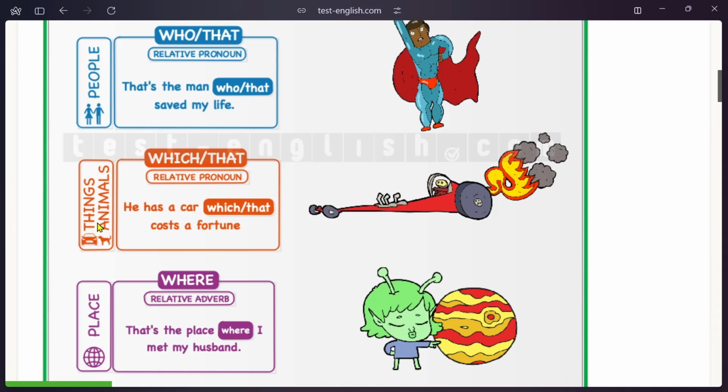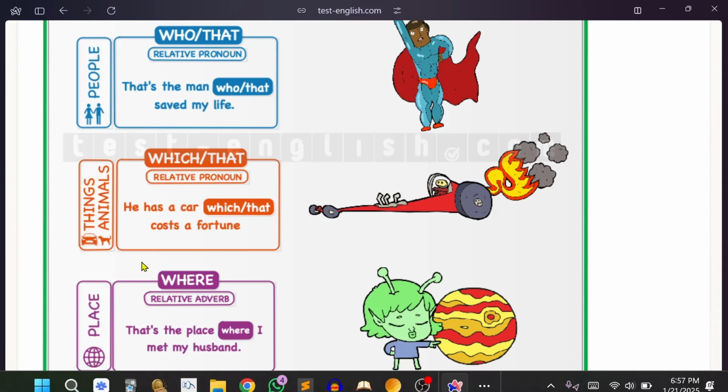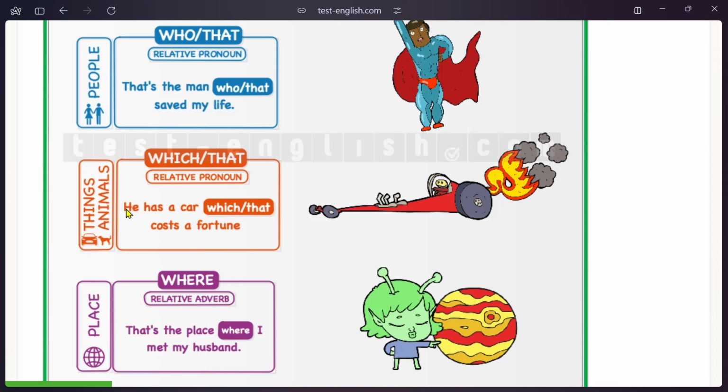Let's see now if it's things or animals. Things or animals. He has a car. This is the first clause. He has a car. Now you want to talk about the car. Okay? This car costs a fortune. A lot of money, a fortune, right? You know a fortune, no? So instead of making a new sentence, you can smush them together into one sentence with two clauses. He has a car which costs a fortune. Okay? You can also use that.